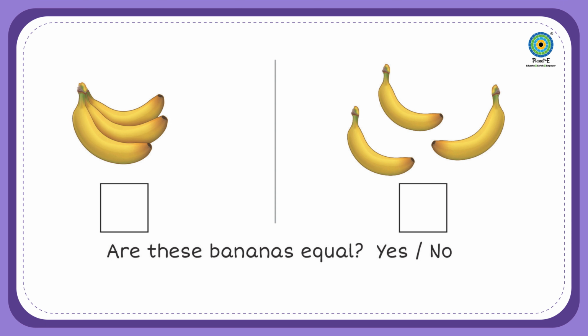We will count the first set. 1, 2, 3. 3 bananas in this set. Let's count the pictures in the other set. 1, 2, 3. 3 bananas in this set too. Are these bananas equal? Yes.